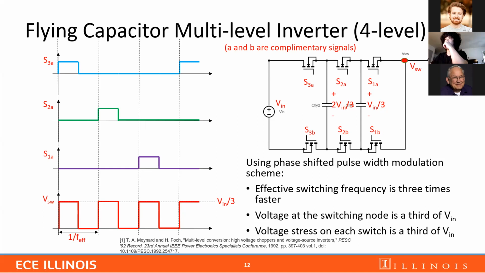If we use a phase shifted PWM control scheme to control the switches, and the waveforms are shown on the left, we can achieve a switching frequency 3 times higher than the actual switching frequency of the individual switches. We can also make the switching node voltage only 1/3 of the input. And the voltage stress across each switch will be only 1/3 of the input also.